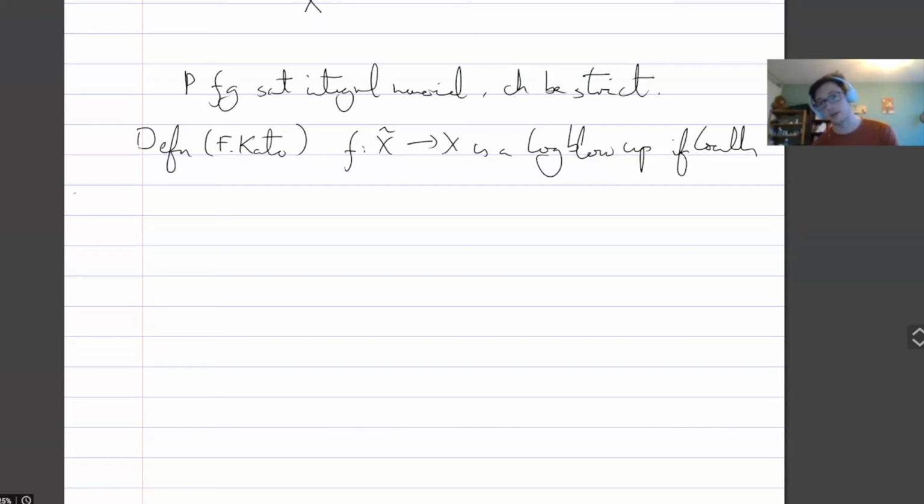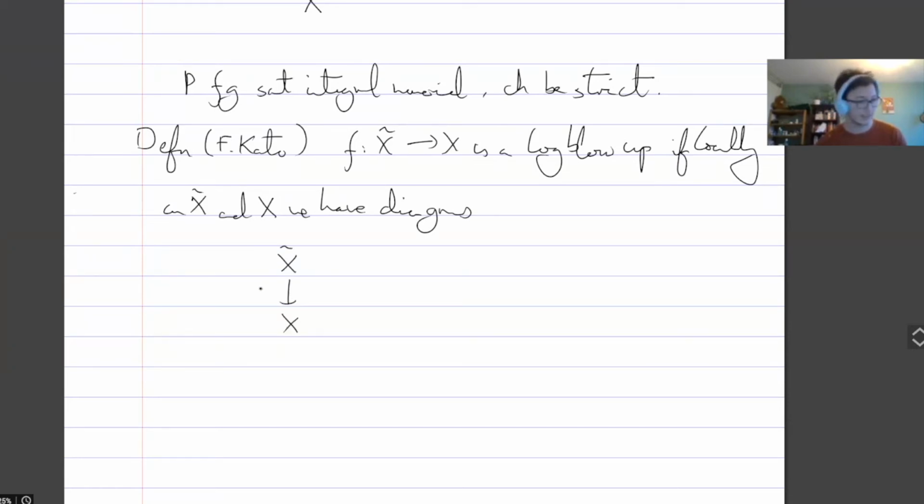If locally everywhere, so locally on X tilde and X, we have diagrams. So X tilde is going down to X. This is our map f. We have a chart for X tilde. We have a chart for X. And this is mapping to Spec K adjoint P with its toric log structure.